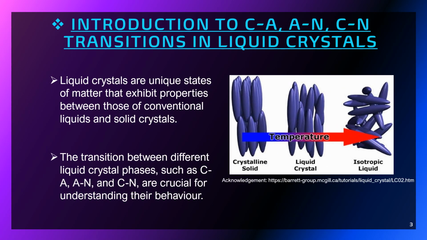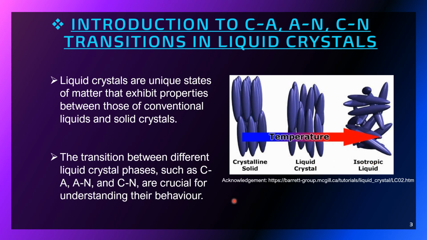Introduction to Ca, An and Cn transitions in liquid crystals. What are liquid crystals? Liquid crystals are unique states of matter that exhibit properties between those of conventional liquids and solid crystal. The transitions between different liquid crystal phases such as Ca, An and Cn are crucial for understanding their behavior. As you can see here in this picture, this is for crystalline solids, liquid crystal and isotropic liquid.